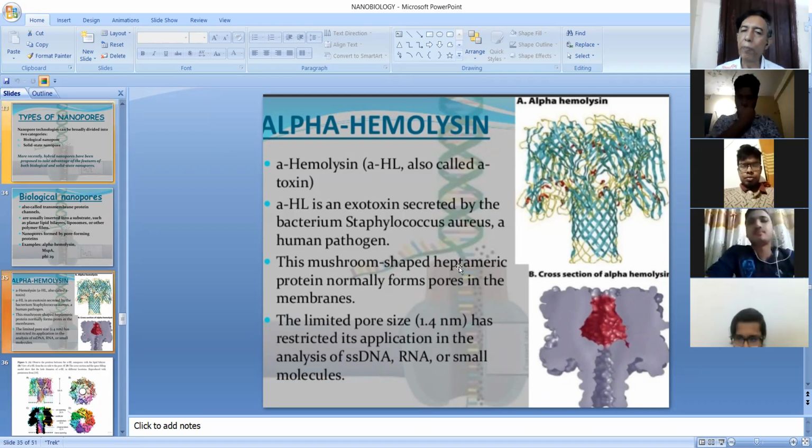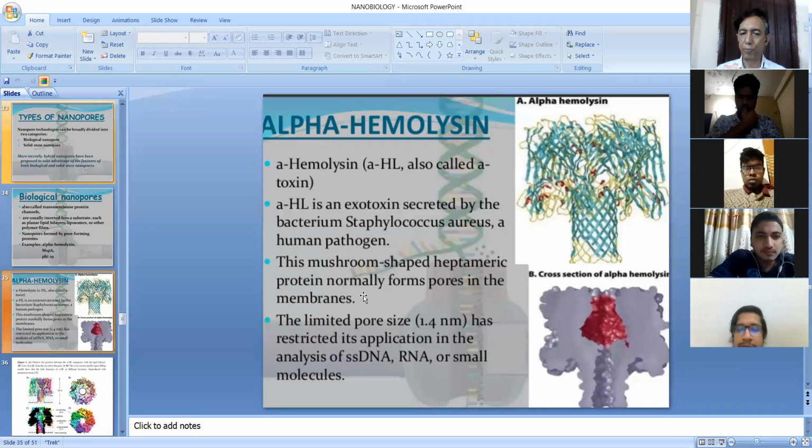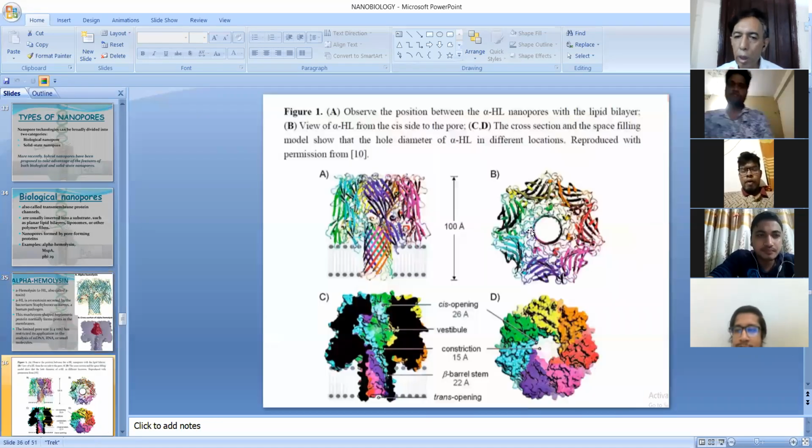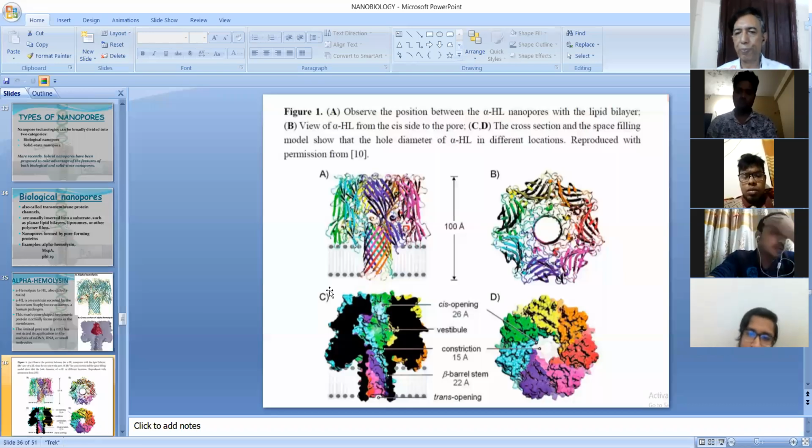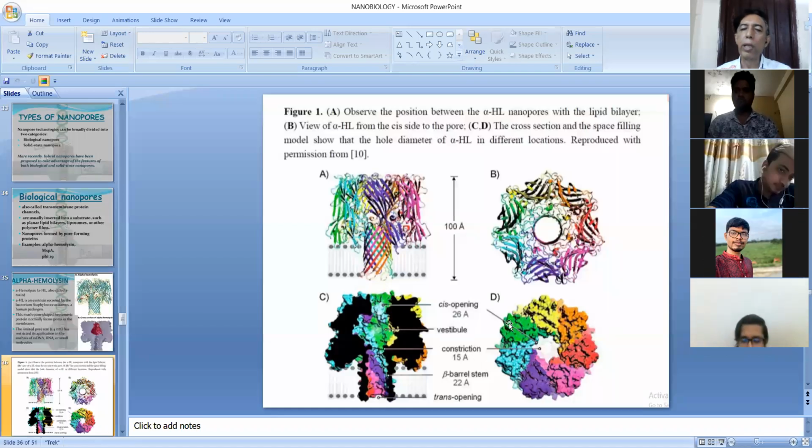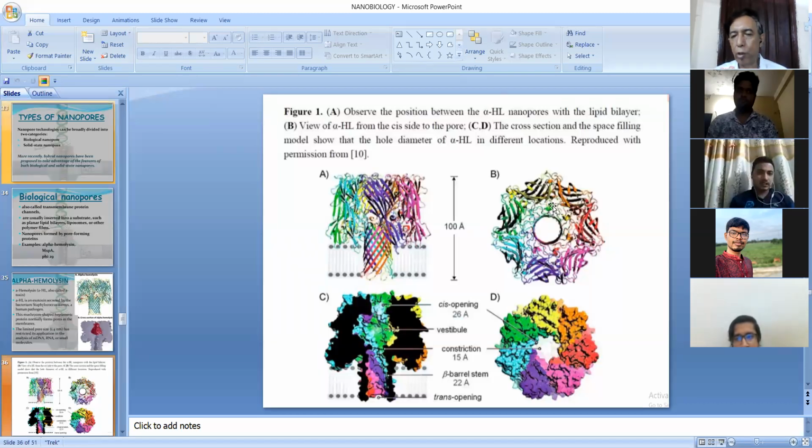This mushroom-shaped heptameric protein normally forms pores in membranes. You see the pore. This is the pore which is formed by what is called alpha hemolysin protein. This pore is formed in a lipid bilayer. That means in a lipid membrane, when you place this alpha hemolysin, it forms pores of nano size.